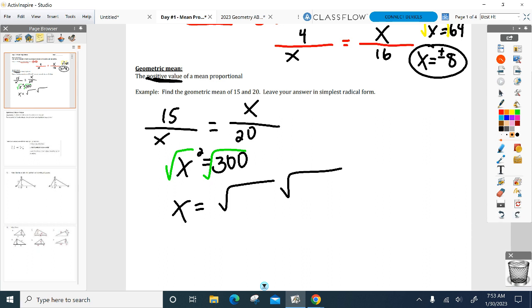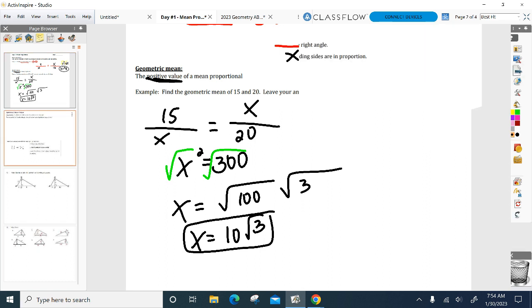Remember, 300. So x equals positive 10 radical 3. I don't need to put the minus when I find the geometric mean, which is the means that we are going to find. All right, so everyone good? Geometric mean: means are the same, extremes are different.